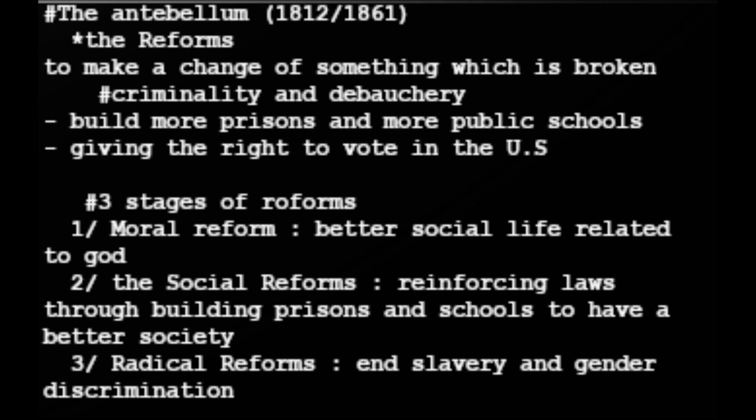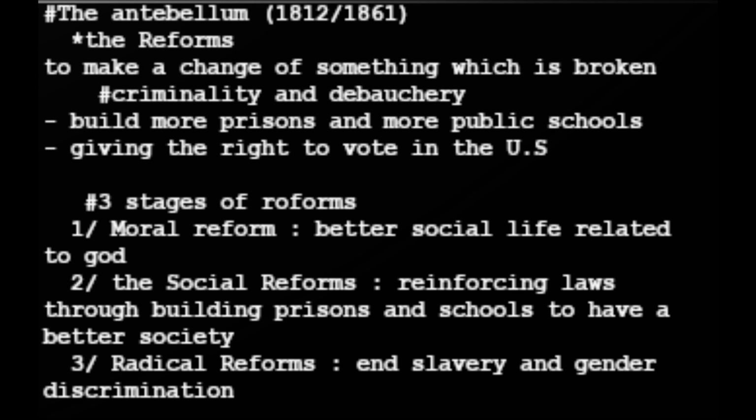Why did the American government want to do this kind of reform? Of course, there was criminal life in America at that time, or debauchery in general, and so the government decided to build prisons and even more public schools in order to eliminate illiteracy. They believed that illiteracy was the main cause of criminality in the United States of America. So if they abolished it, things would be better. They wanted to eliminate criminal life, or criminality in general.